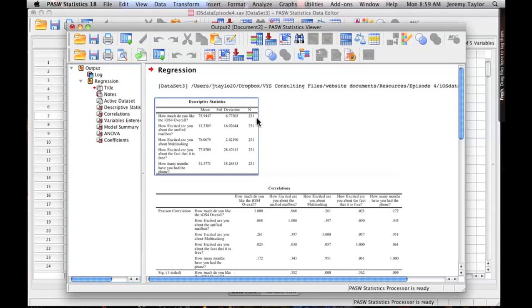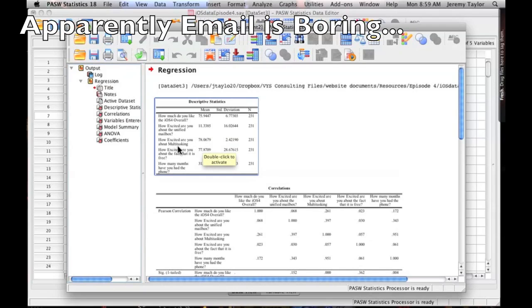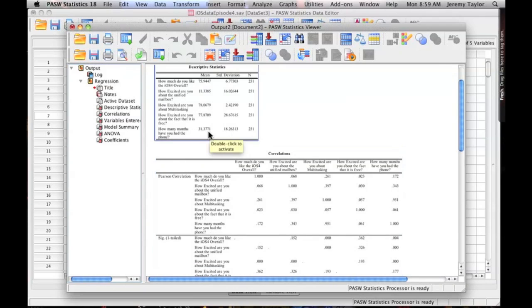Here you see the mean and standard deviation of our dependent variable. In the high 70s, you see generally our sample really liked the iPhone OS. However, they weren't all that impressed by the unified inbox. You can see a fairly low score on the 1 to 100 scale. However, they were very impressed once again by the multitasking and the fact that the operating system was free, again in the high 70s. And finally, the number of months on average was in the 30s on how long the average participant had been using an iPhone.